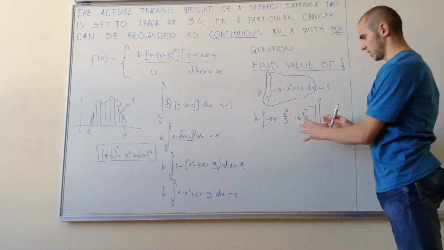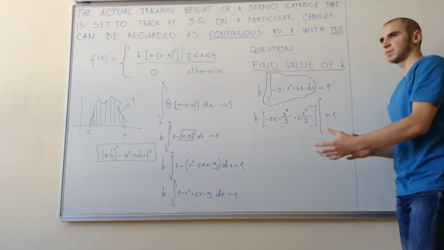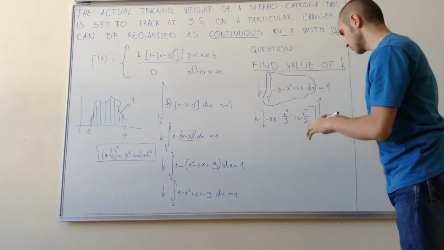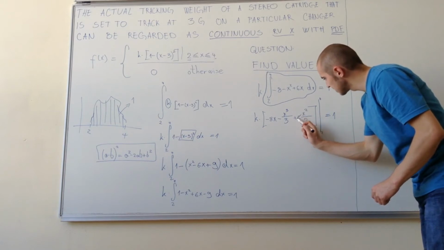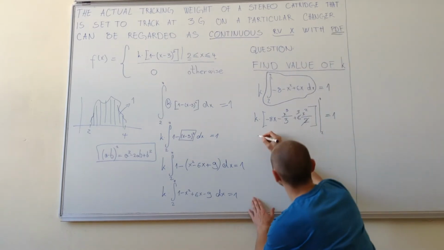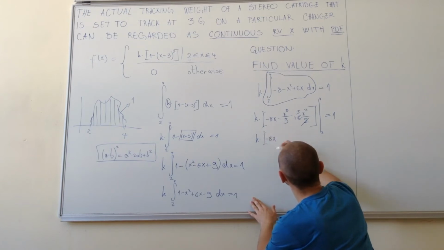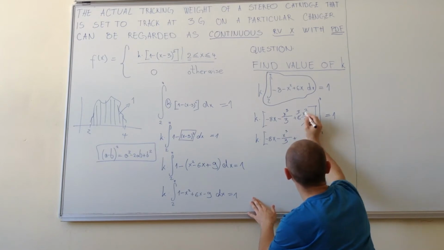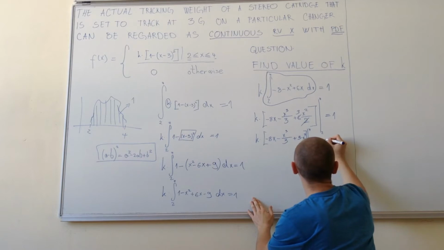If you don't know this part, then you have to learn how to do this simple integration, and you can find many videos on YouTube on how to do that. And now, if you look at this part, we see that 6 and 2 will cancel, and now it will be 3. So now we will have k times minus 8x minus x cubed over 3 plus 3x squared in the limits of 2 and 4, which is equal to 1.